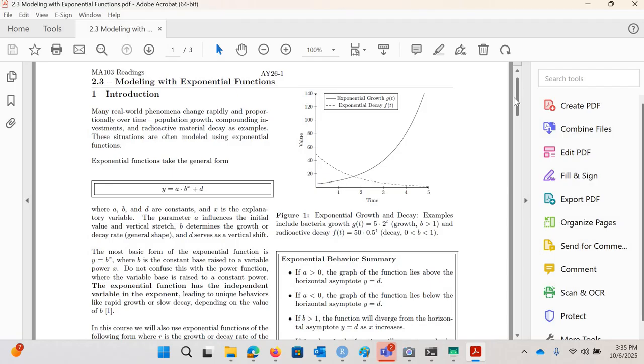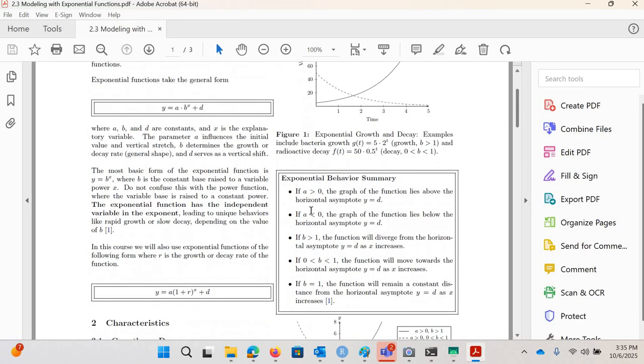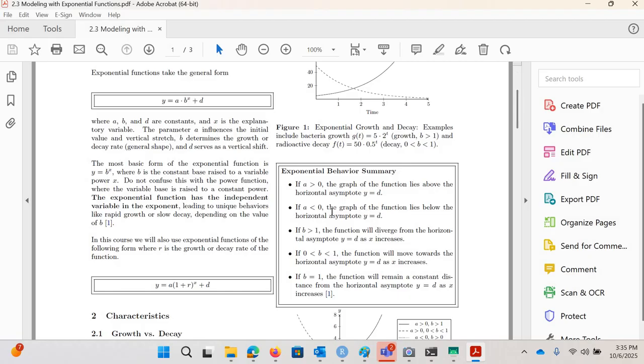I would read this. The readings are really short, they're informative. I really would recommend that you read this. And there's a little chart here showing how the graph should look if A is bigger than 0. But I'm going to quickly show you how to fit one of these.